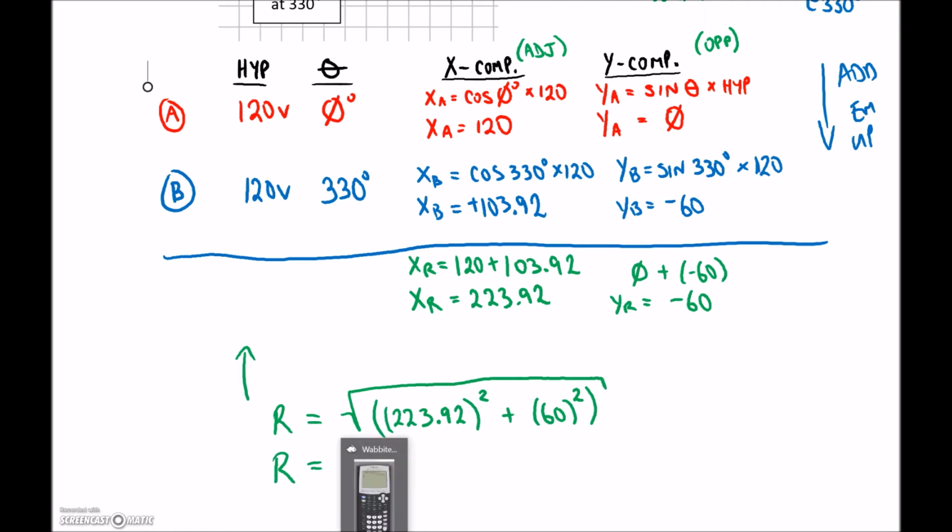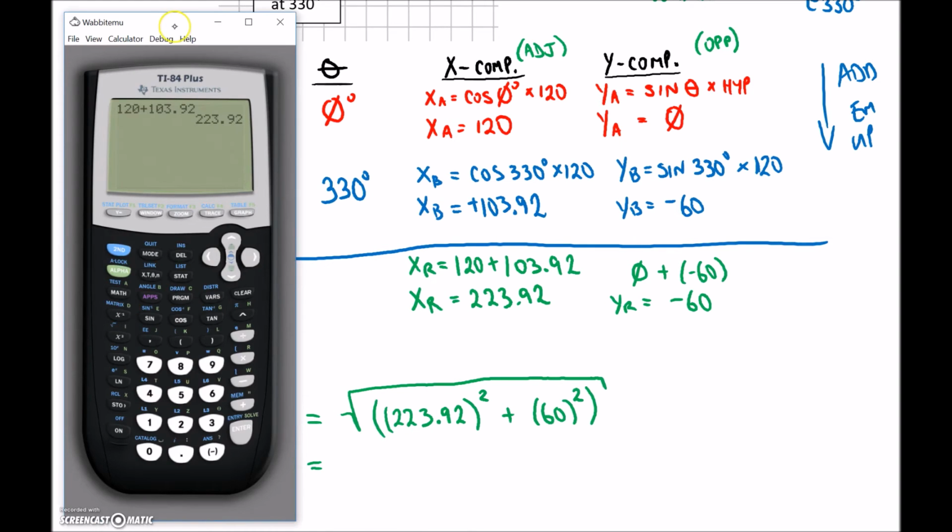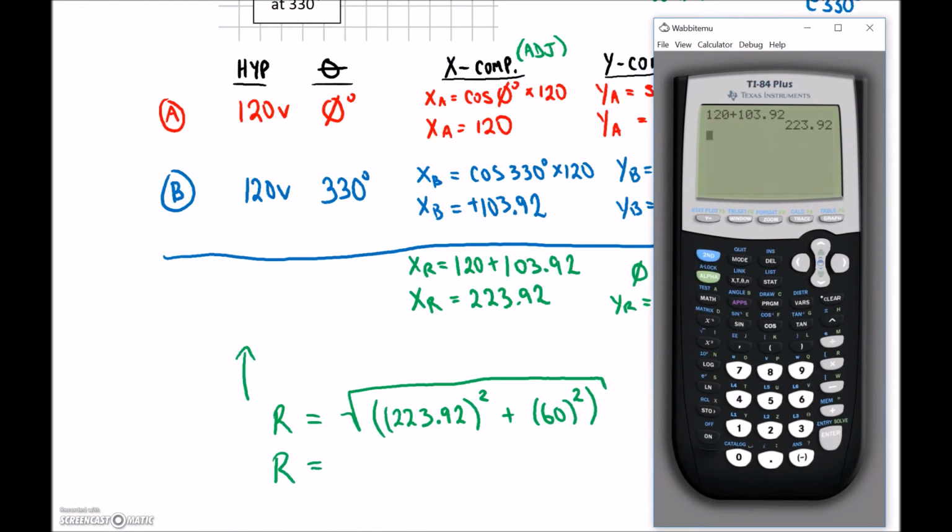So let's bring this up on our calculator here. I'm going to do the square root, and I'm going to do double brackets here of 223.92, and we're going to square that, plus bracket 60, bracket squared, and we'll do a close brackets there, equals. So I got 231.82.